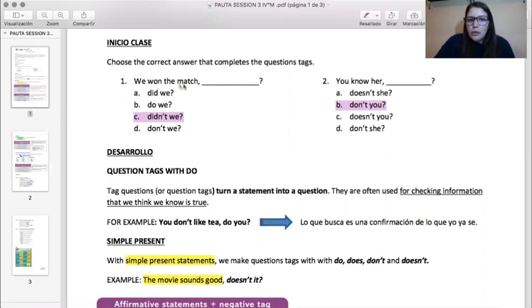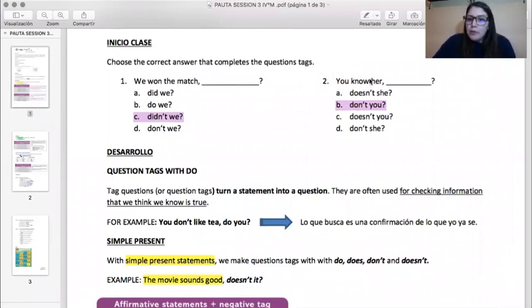Number 1, we won the match, didn't we? In this case, we have a verb in the past of win. So, and it's positive, so we need to use the negative didn't in the past. Recordar que el negativo del pasado es didn't, and we repeat the pronoun. Y repetimos el pronombre.